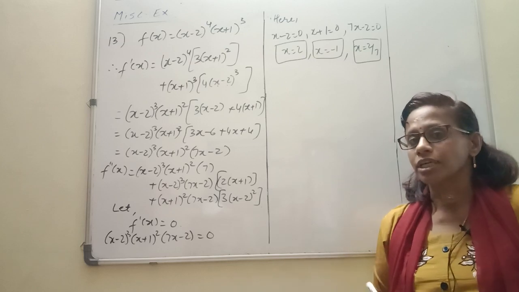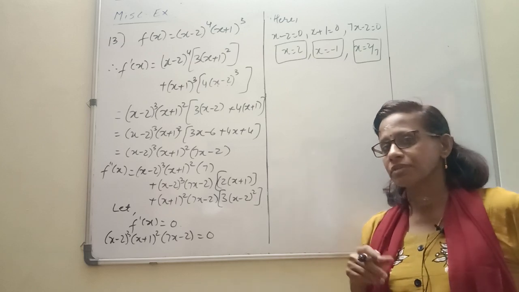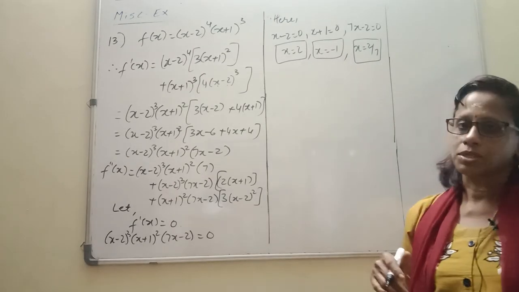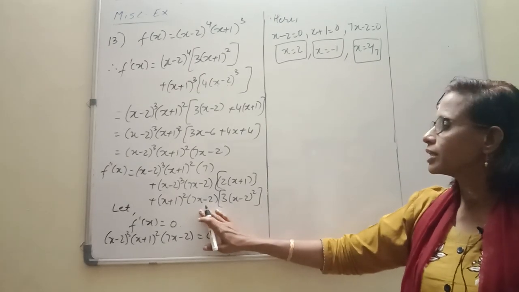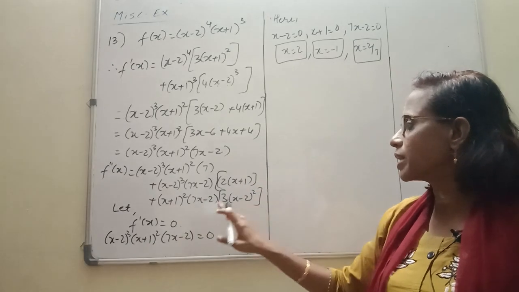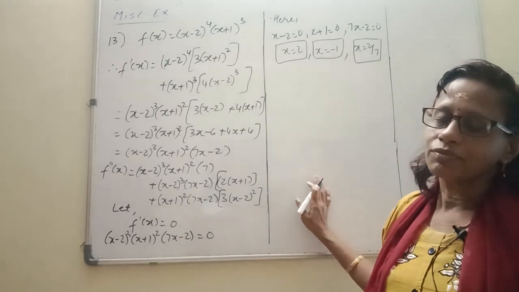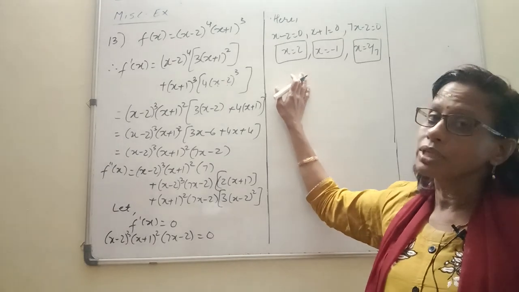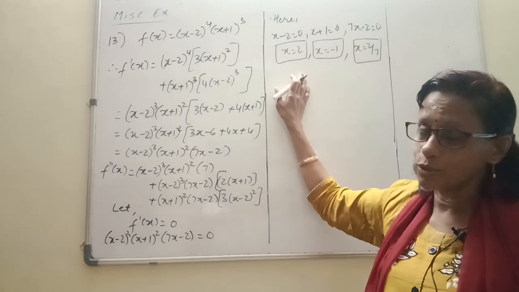Now we will look out for the second derivative, to find out maxima, minima and so on. If we carefully observe, in the second derivative, we have got x minus 2 and x plus 1 everywhere. So if we try to put the values 2 and minus 1, you will get f double dash x as 0.